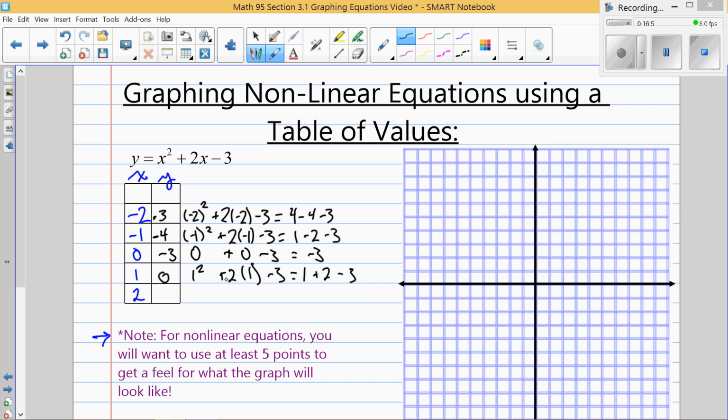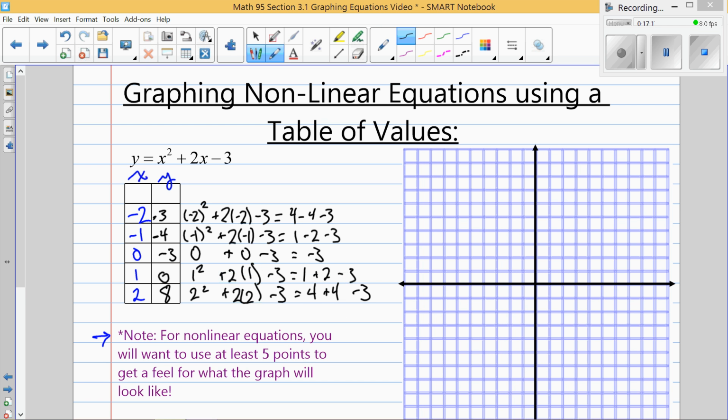And then finally, I am going to plug in a 2. So I get a 2 squared plus a 2 times 2 minus a 3. So I get a 4 plus a 4 minus a 3. That gives me a 5.